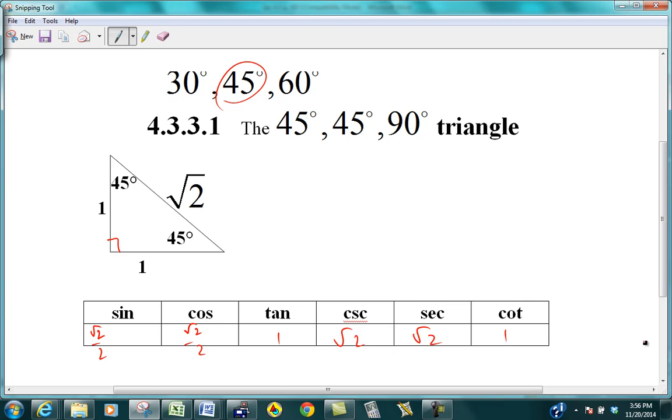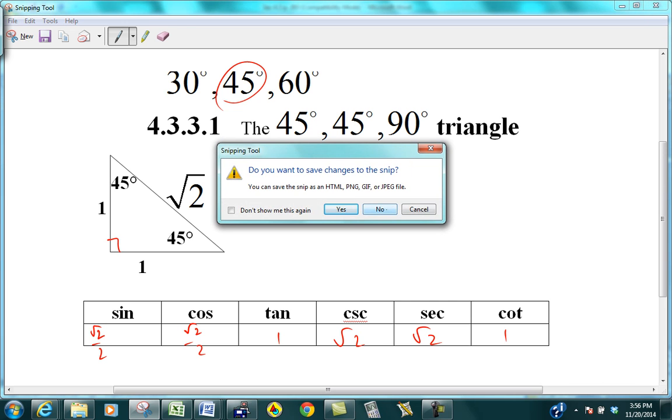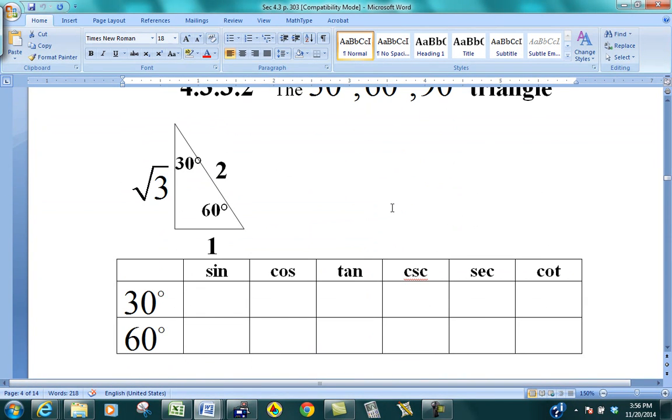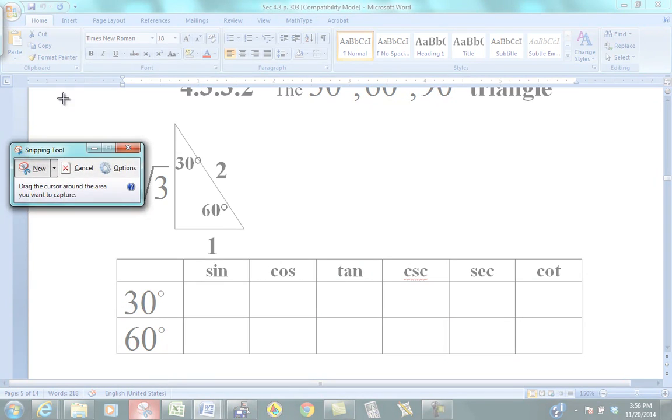Okay, I'm going kind of fast through this because I prefer memorizing these things by what I call the BFF table, the best friend forever table. And I'll show you that in a minute. So let's do the 30, 60, 90 now. Okay, that's this triangle. So do you want to memorize that triangle? It's up to you. Go ahead and do that.